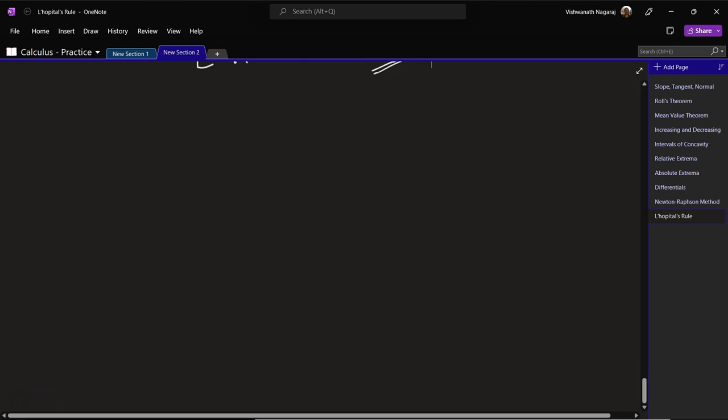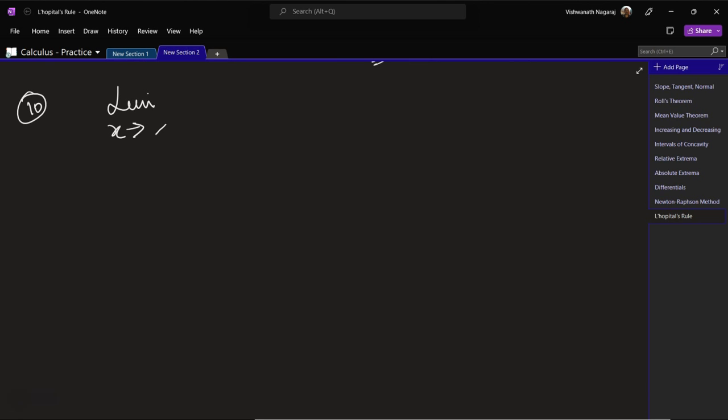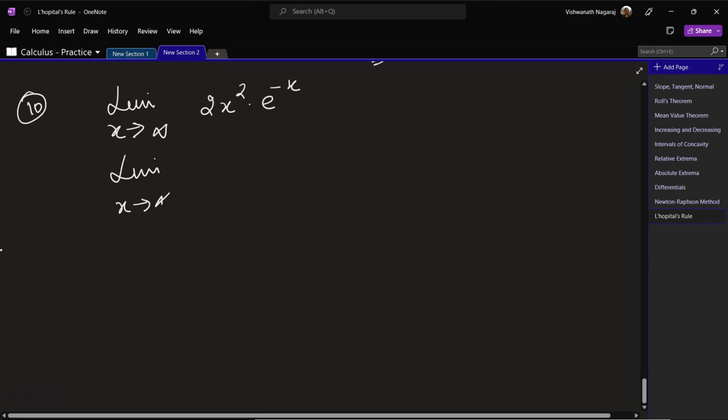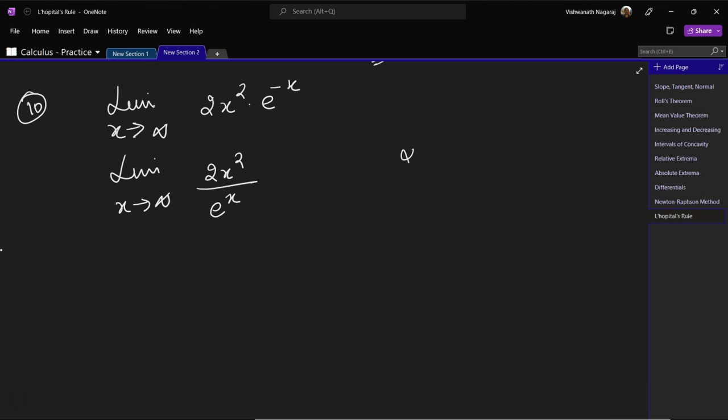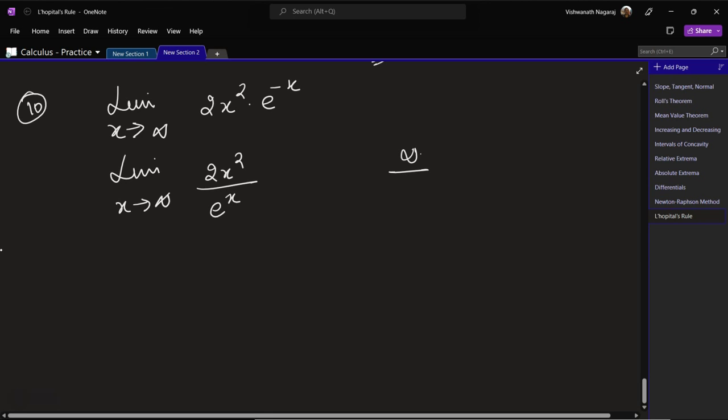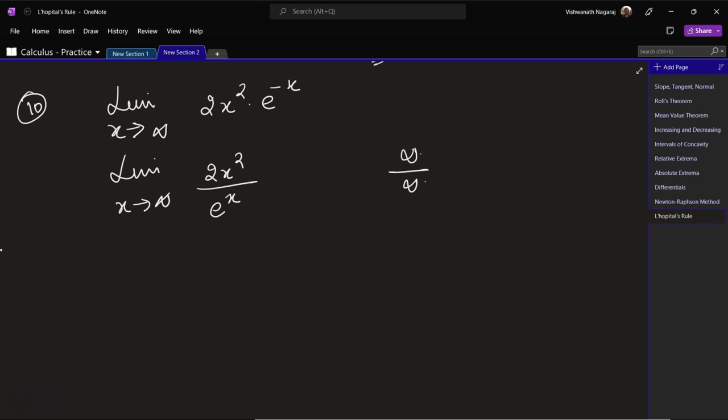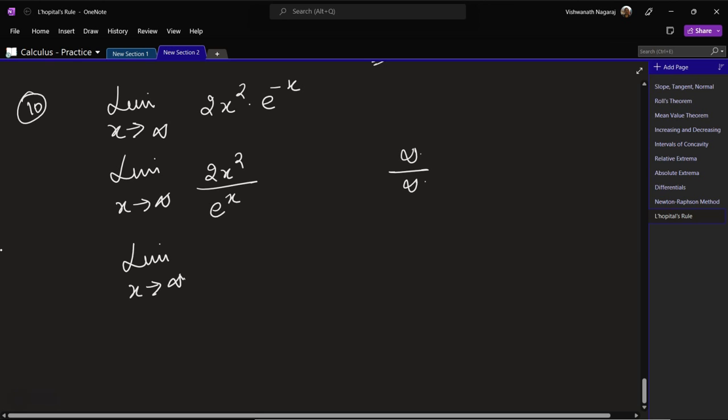Okay. 10th one. Limit as x approaches infinity, 2x square times e to the power of minus x. So first thing we should do is rearrange it so that we don't have a negative exponent. So 2x square by e to the power of x. Through direct substitution, what happens? The numerator becomes infinity and the denominator also becomes infinity. So indeterminate form, which means we can apply the L'Hopital's rule. So let's differentiate: 4x by e to the power of x.